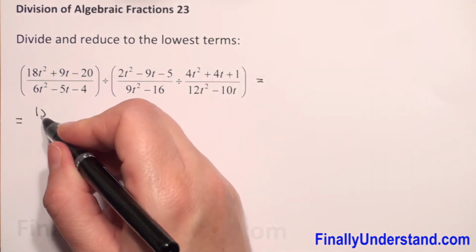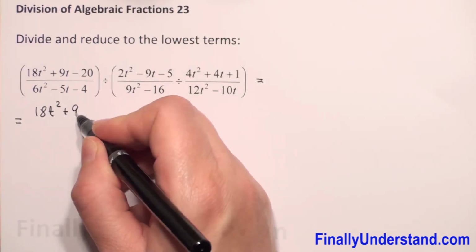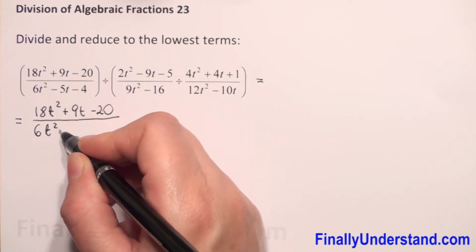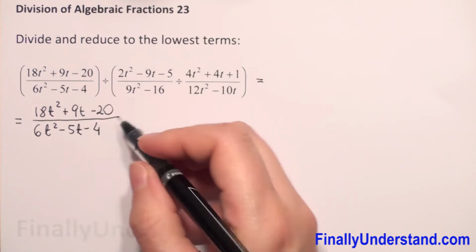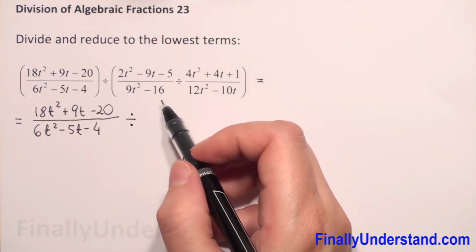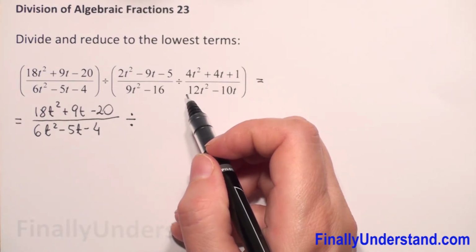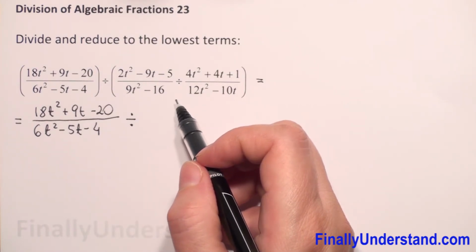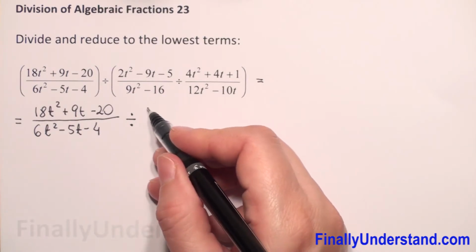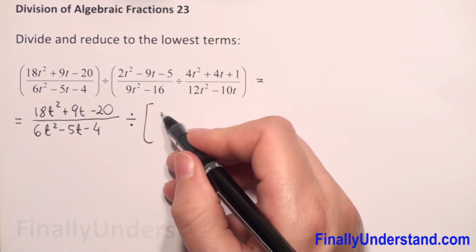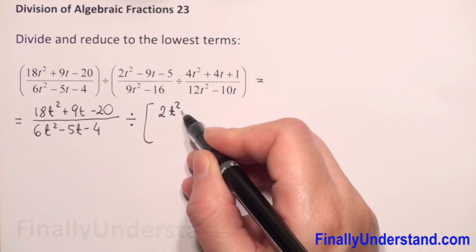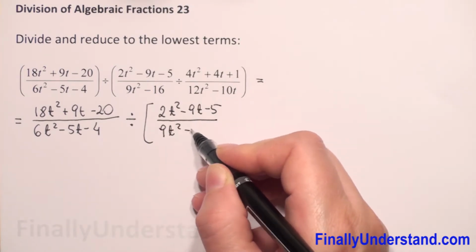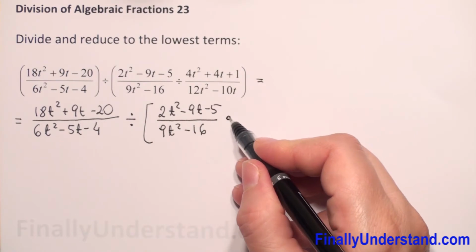So this is 18t squared plus 9t minus 20 over 6t squared minus 5t minus 4. We copy division sign, and in parentheses we have division of algebraic fractions. We know that when we divide algebraic fractions, we have to use the same rule like for division of fractions. So we have to copy first algebraic fraction. So this is 2t squared minus 9t minus 5 over 9t squared minus 16. And we have to change division sign to multiplication.